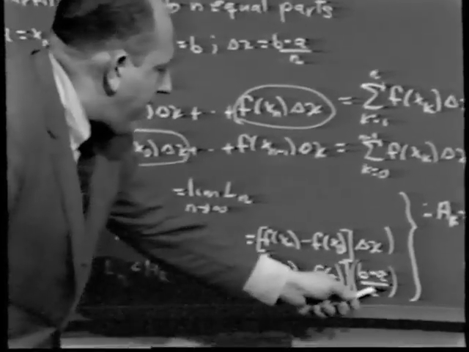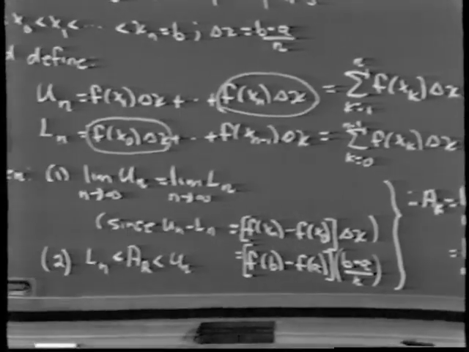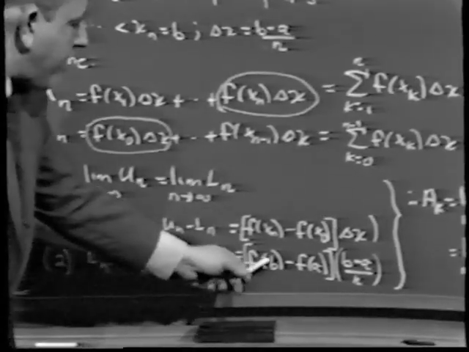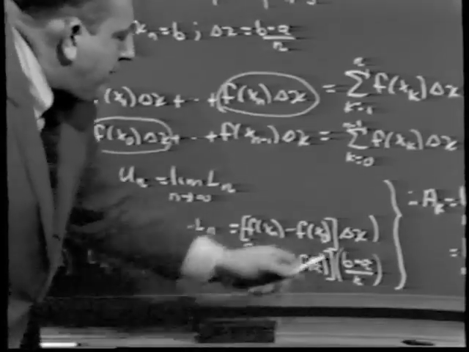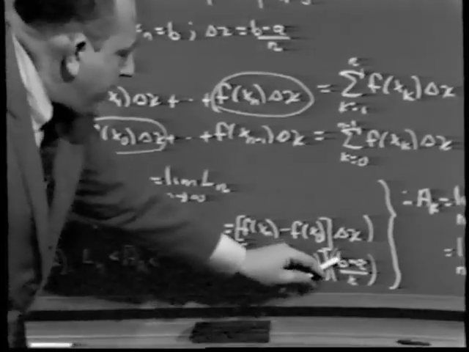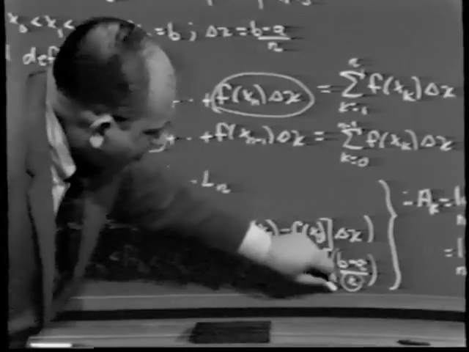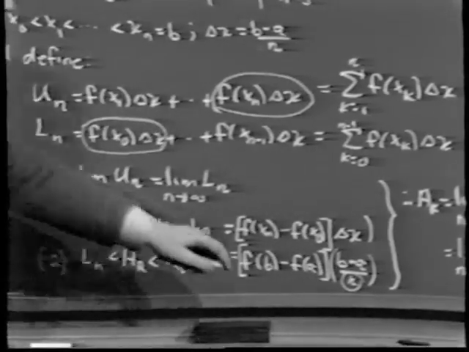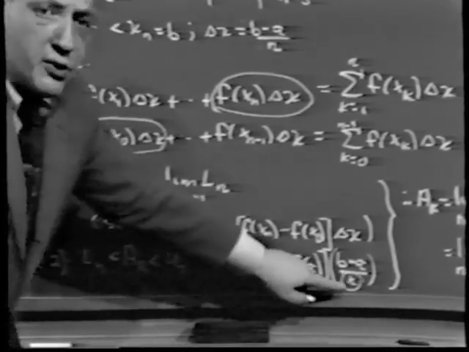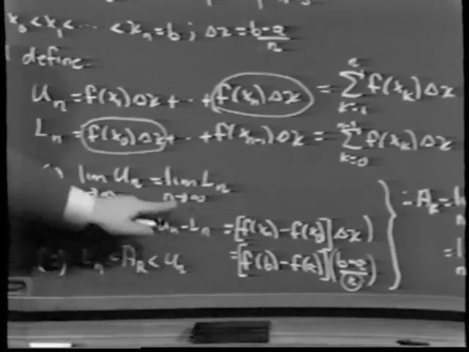Delta x is (b minus a) over n. X sub n was called b. X sub 0 was called a. In other words, the difference between U sub n and L sub n is just (f of b minus f of a) times (b minus a) over n. And the important thing to observe is that a, b, f of a, and f of b are fixed constants. The only thing that depends on n is this denominator. Consequently, as n goes to infinity, since the rest of this thing is a constant, the whole term goes to 0. In other words, the difference between U sub n and L sub n goes to 0 in the limit.